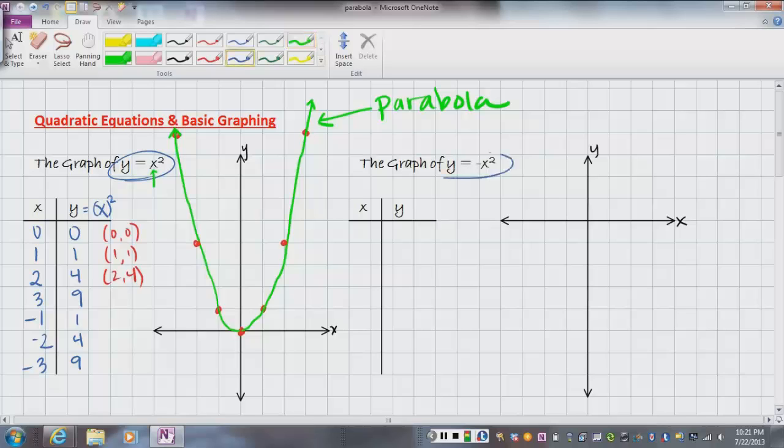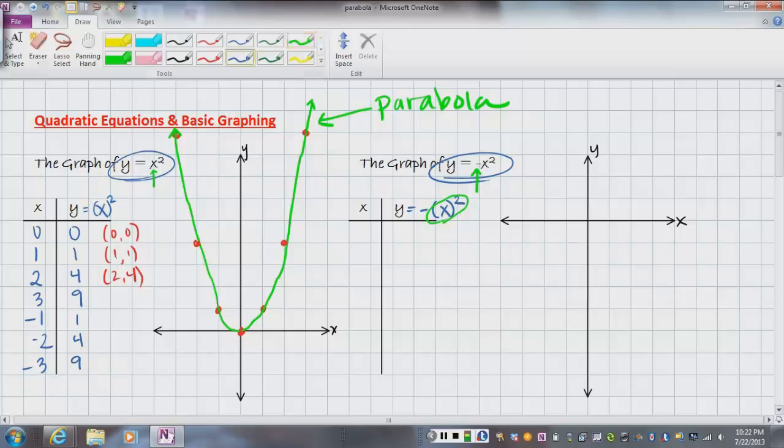So we're going to look at another one, very similar, except you'll notice this time we have a negative sign in front of my x squared. So when we're calculating y, it's going to be the opposite of whatever x squared is. Be careful with your order of operations here. We're only squaring the x. We're not squaring that negative sign.